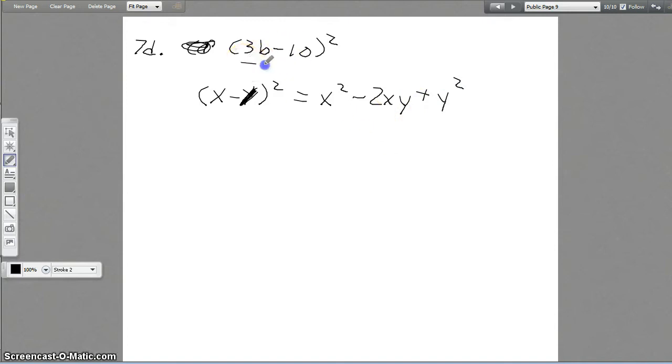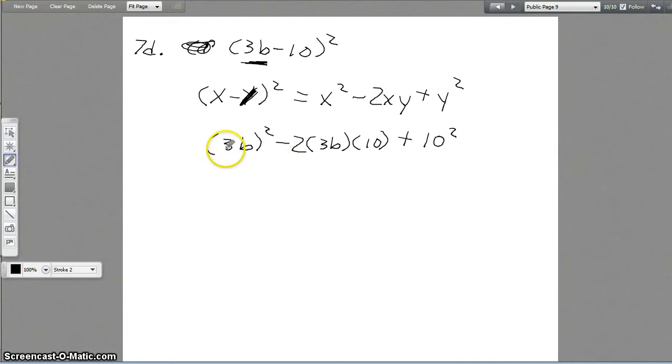So in this case, our x would be 3b. So if we square 3b, let's write that, (3b) squared. And then we need to subtract 2 times x times y. So we're going to subtract 2 times our first term, which is 3b, times our second term, which is 10. And then the last thing is our last term squared. Our last term here is 10, so we're going to say plus 10 squared.